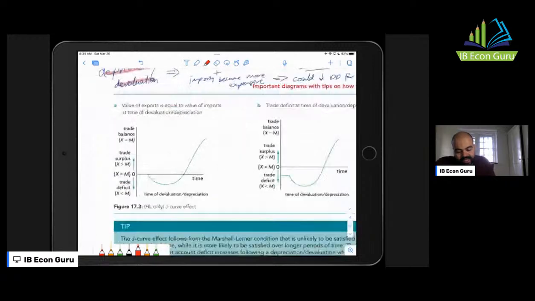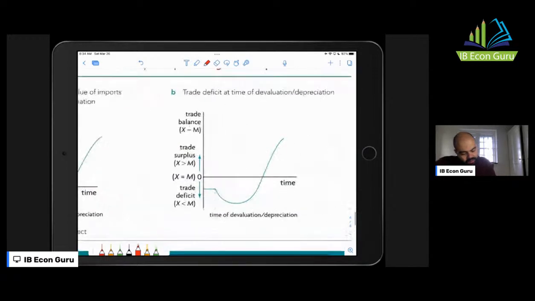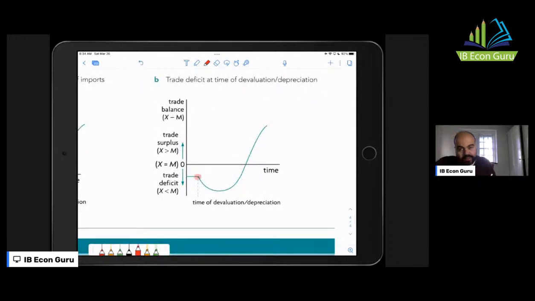And this is essentially the idea of the J curve, okay? If you have a trade deficit, that's your starting point. That trade deficit is likely to get worse in the short run, okay, because export revenue actually decreases, okay, and import expenditure actually increases. And then in the long run, it slowly begins to improve. Why? Because export revenue starts to rise and import expenditure starts to fall, okay? Because demand becomes more elastic in the long run, while in the short run, demand is highly inelastic.